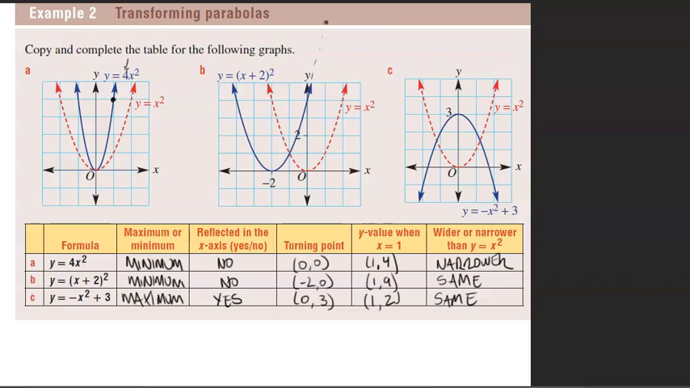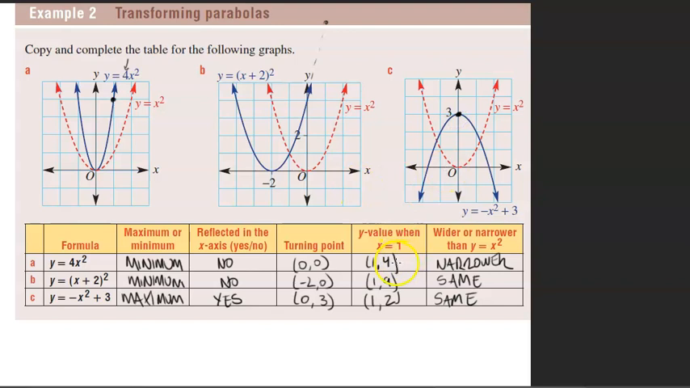Okay, the last one, we have minus x squared plus 3. This right here is a maximum. Because there's a negative in front of the x squared, this will become a maximum turning point. It is reflected in the x-axis. Because of the shift, it makes no difference. As soon as you see a negative in front of the x squared, there is a reflection. It's reflected compared to y equals x squared. It's just being shifted up by 3 units, but that makes no difference. The turning point is at 0, 3, which is this point here.